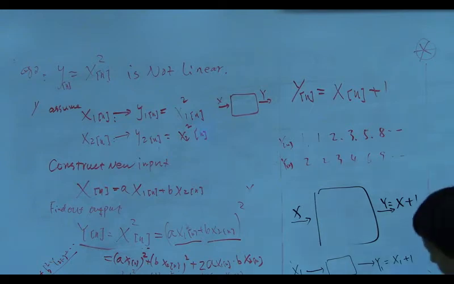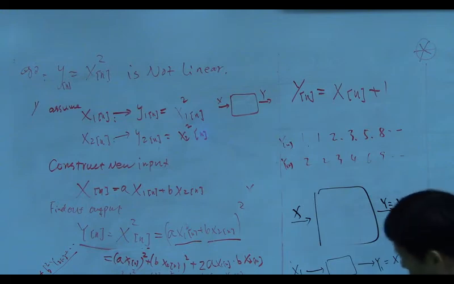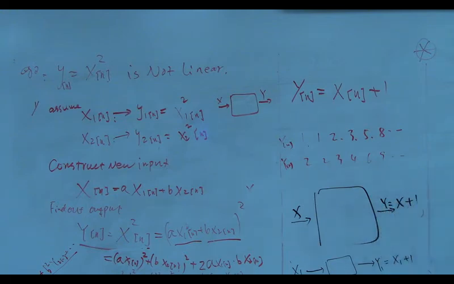Step two is you need to create another input. I use X2. And you use this other input here, and you need to find out what your output is also, right? So your output will definitely be X2 plus 1, right? Now, I call this one Y2. Is everybody clear here?